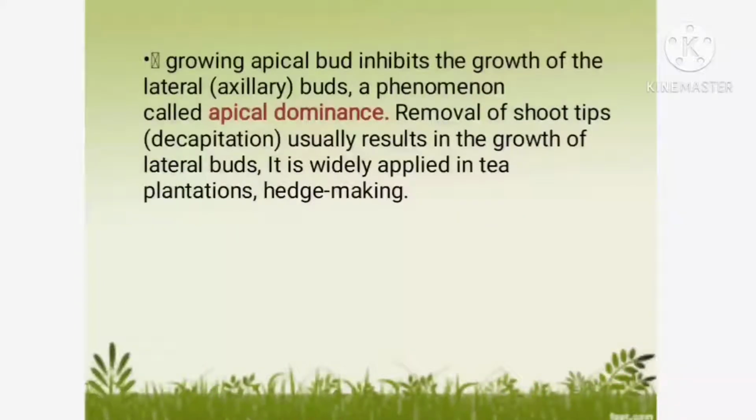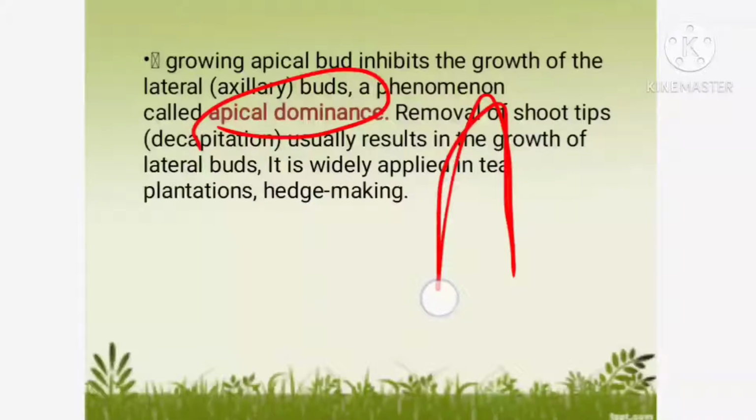Now, growing apical bud, very important. Auxins play a major role in apical dominance. Apical dominance means if auxin is present, the tips keep on growing, the apex keeps on growing.